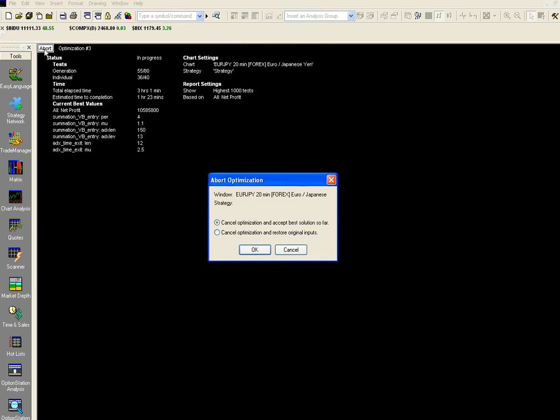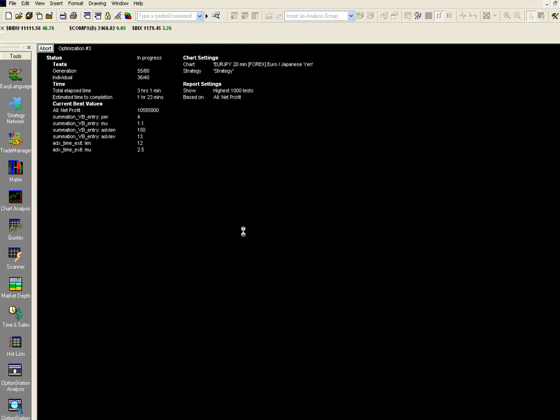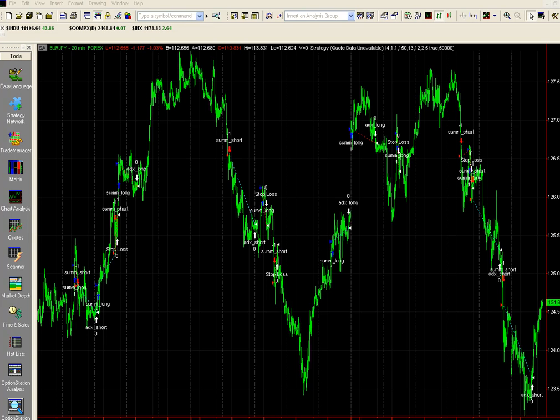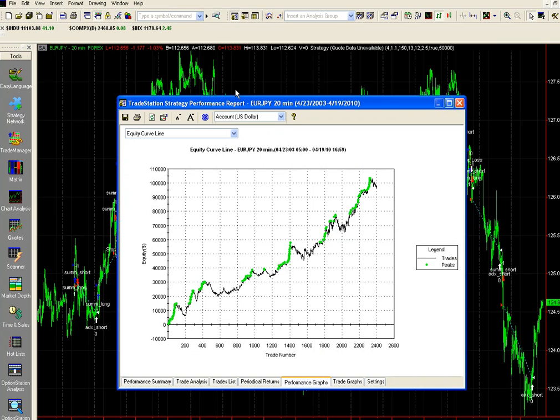I'm going to just select the best solution so far, and then we'll dig into the optimization report and see which variables should work best for us. So let me load this data. I'll be right back. Okay, so here's the chart with all the data. Let me bring up the, okay, so here's the equity curve.